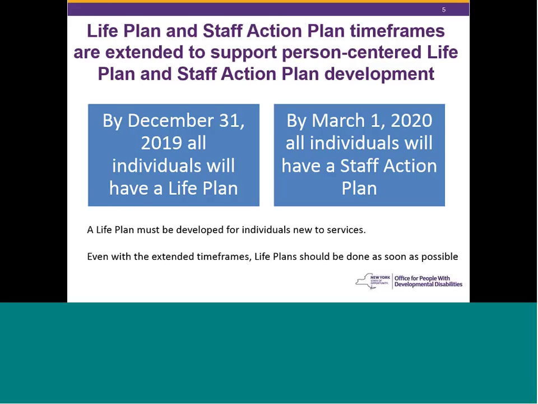But the overall expectation is that by December 31st of 2019, so at the end of this year, all individuals will have the life plan, which means that since people have time after that for the new transition to staff action plans, that by March 1st, 2020, all individuals receiving supports and services will have a staff action plan for their habilitative services.